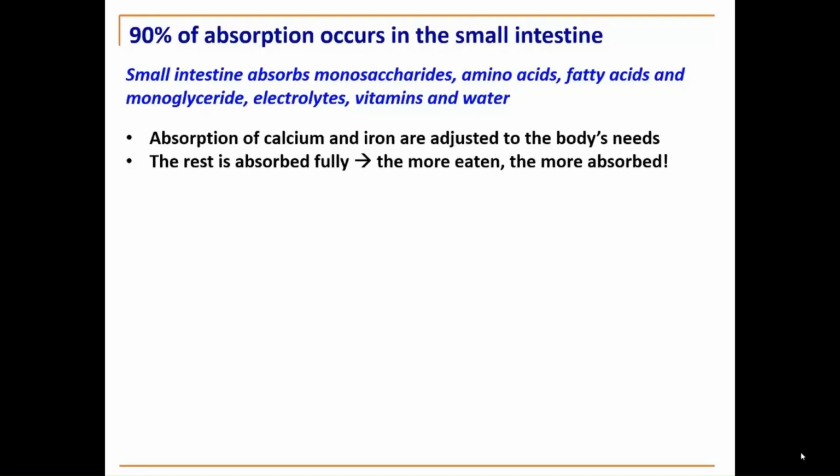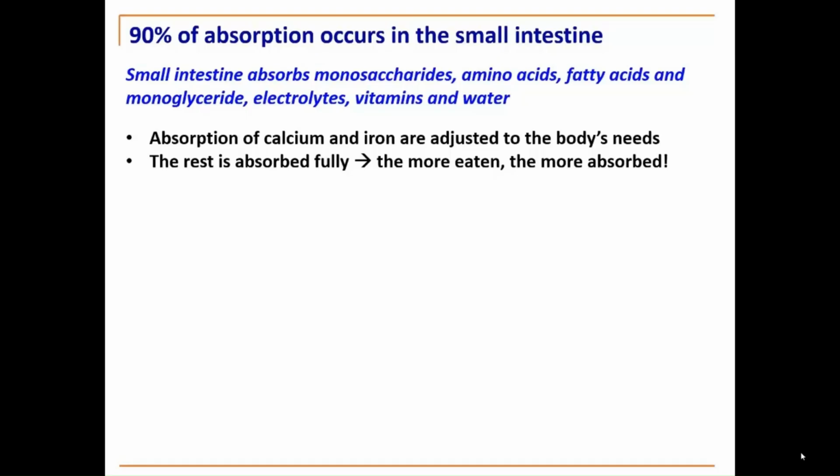The absorption of calcium and iron is adjusted to the body's needs, so you take what you need. For example, calcium absorption is regulated through vitamin D levels, but the rest of what you take into your mouth and eat is fully absorbed. So therefore, the more you eat, the more is absorbed. And that's because your GI tract releases the appropriate amount of food and the appropriate amount of enzymes to fully digest and fully absorb at any one point.